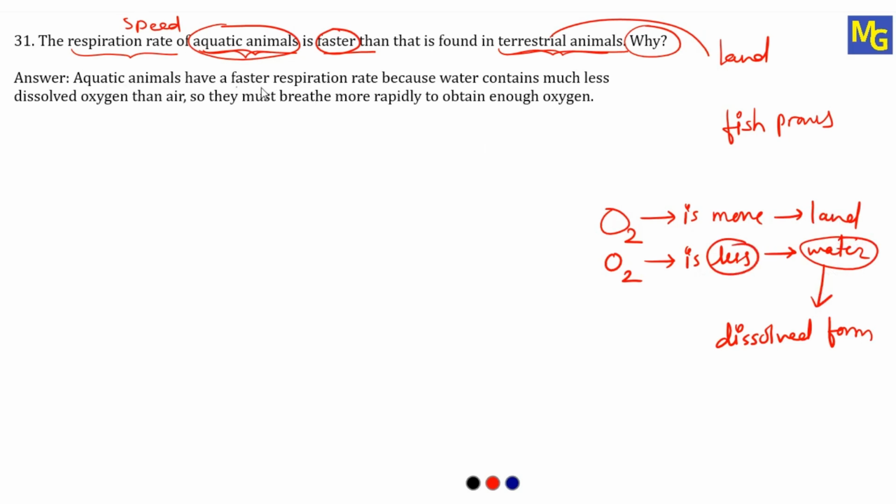Aquatic animals have a faster respiration rate because water contains much less dissolved oxygen than air. So they must breathe more rapidly to obtain enough oxygen. If they want more oxygen, they have to breathe more rapidly. And therefore, the respiration rate of aquatic animals will be faster compared to animals present on terrestrial land. So this is the answer for question number 31.